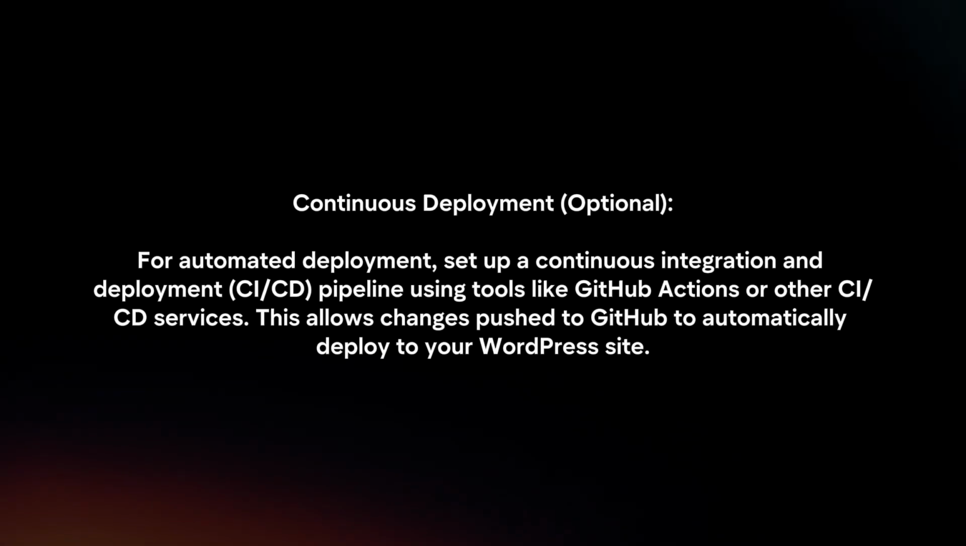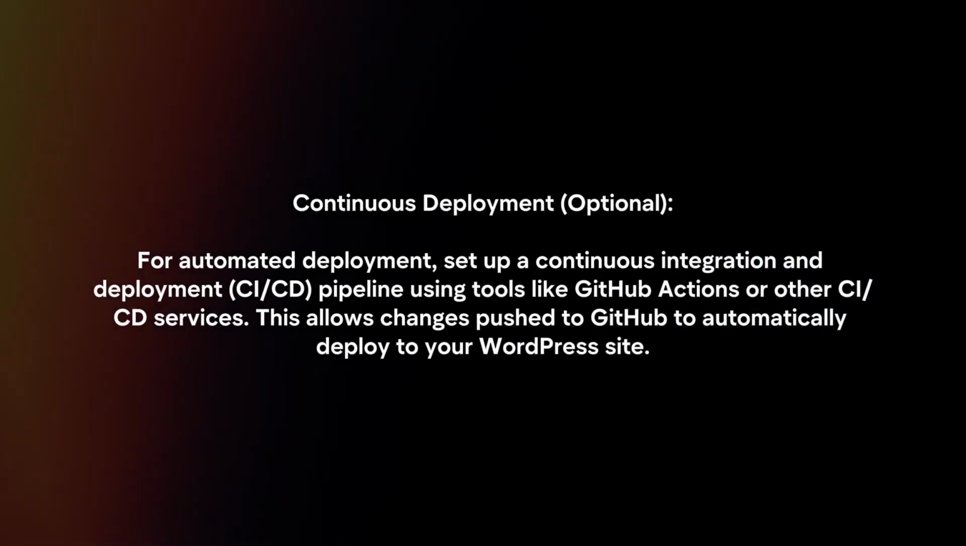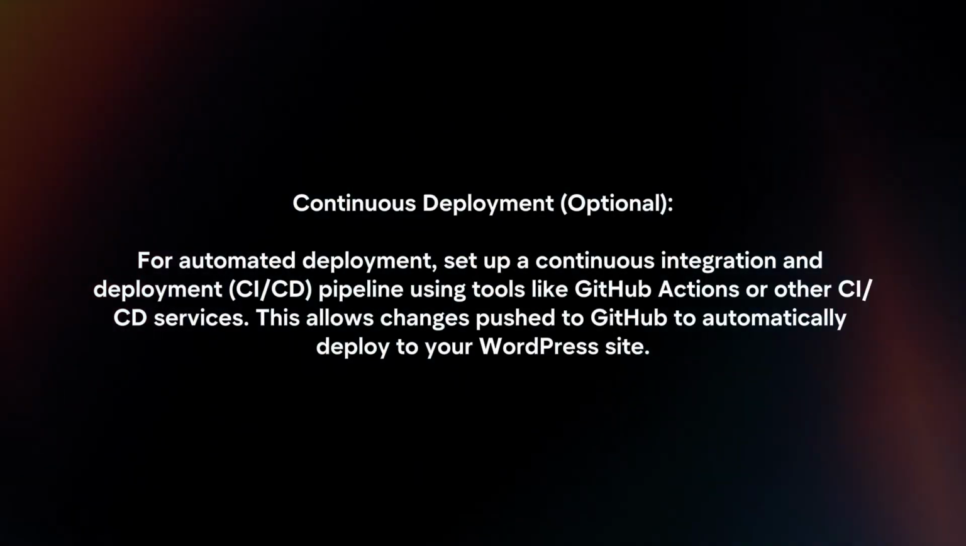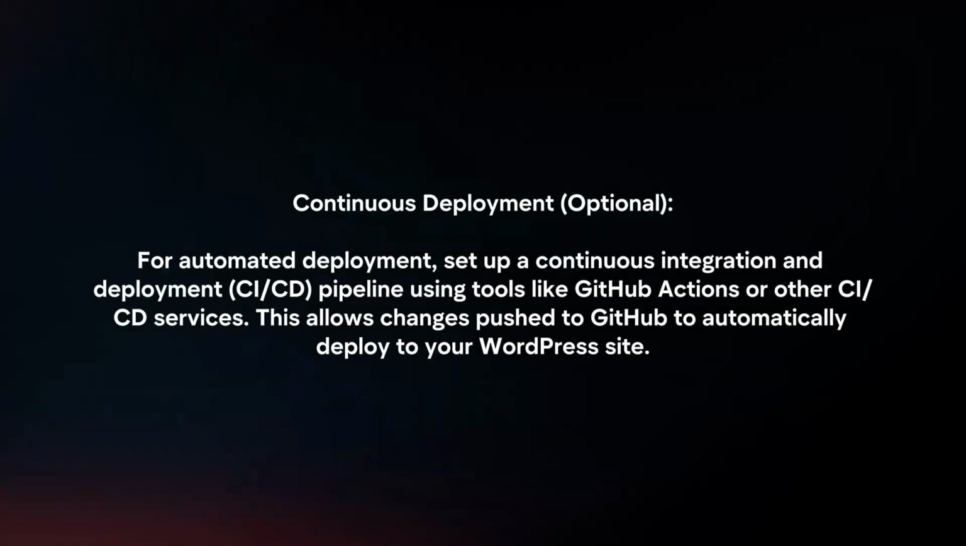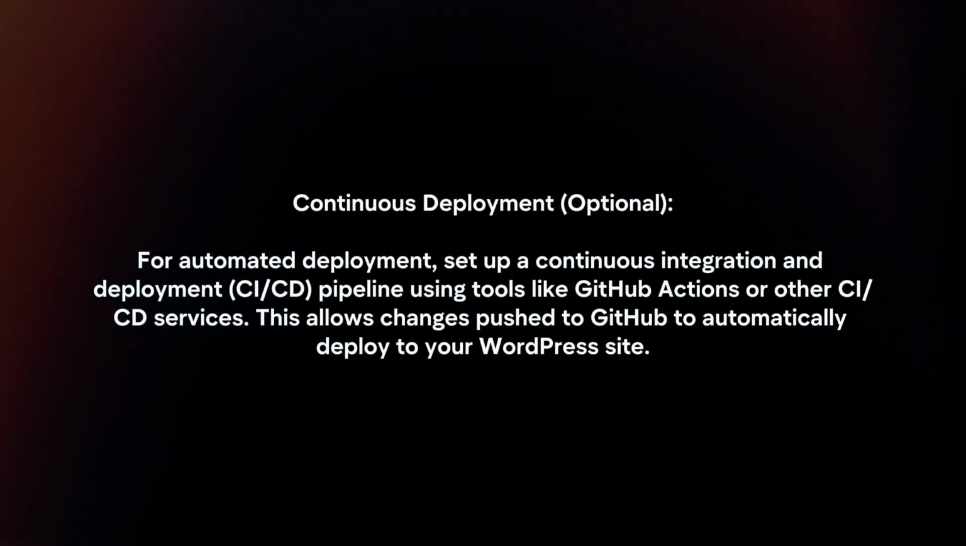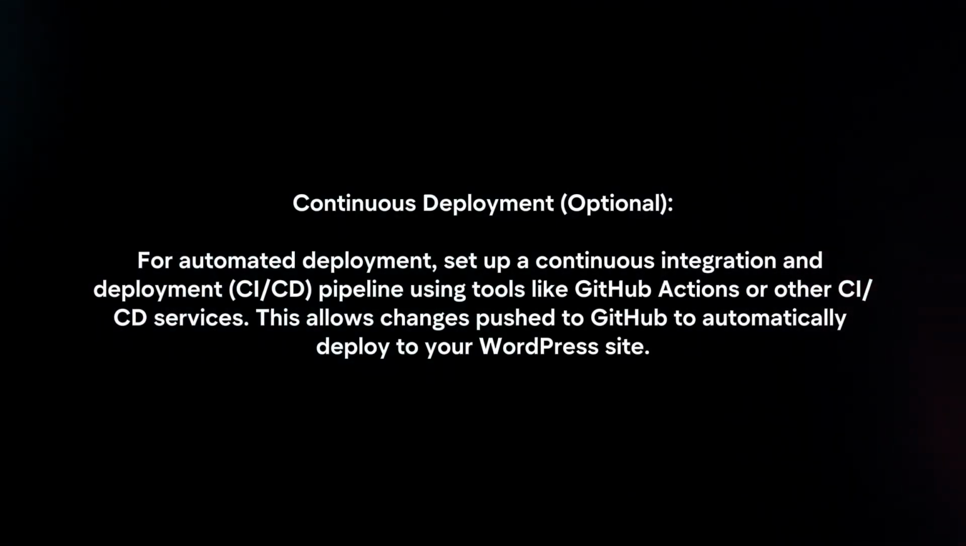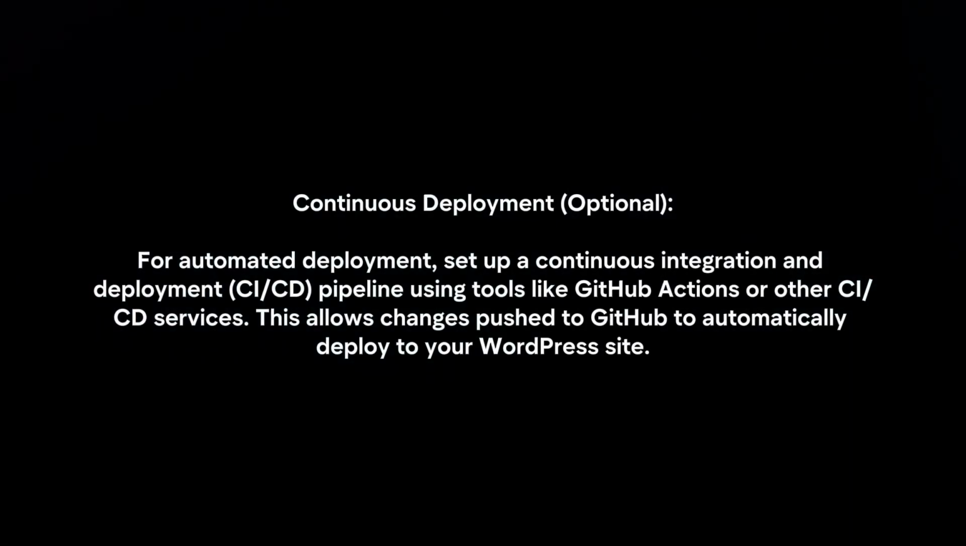Continuous deployment. For automated deployment, set up a continuous integration and deployment pipeline using tools like GitHub Actions or other CI/CD services. This allows changes pushed to GitHub to automatically deploy to your WordPress site.